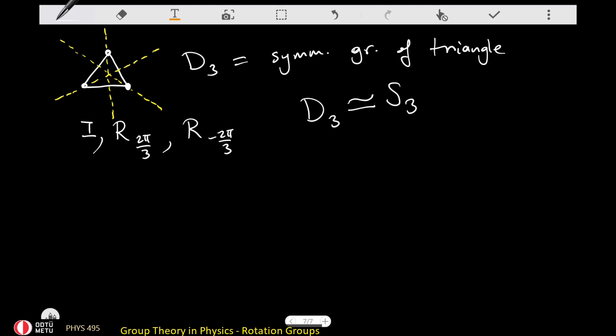So D3 is basically non-abelian. As a result, this is also something that we have said before. This is also the smallest non-abelian group. So that's why we have talked about this. I'm going to come back to D2, so just wait for it, and perhaps D1 as well. So let's just skip D1 and D2 in here. Let's start with D3 and then pass to D4. So D4 is the symmetric group of a square.